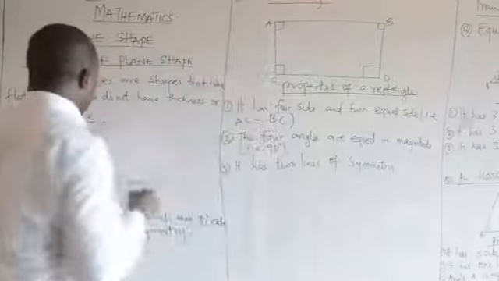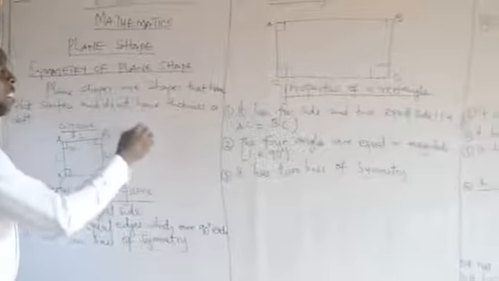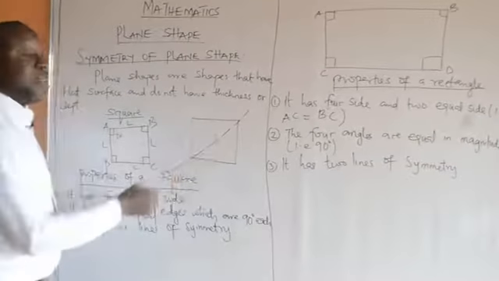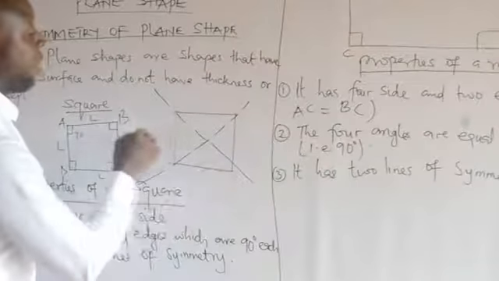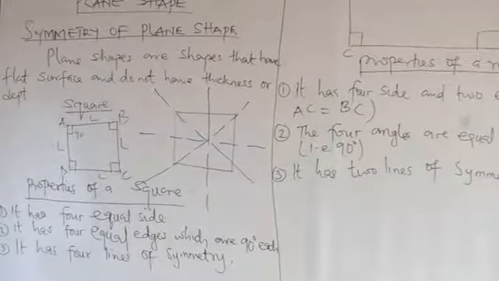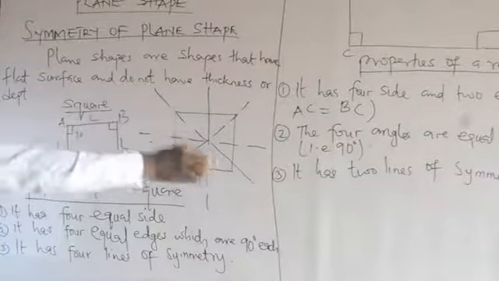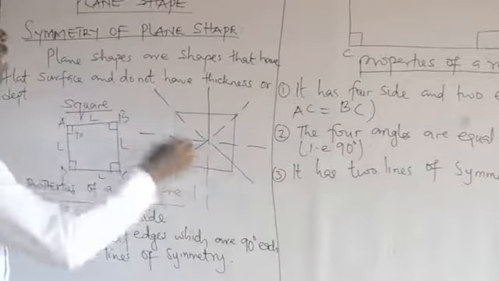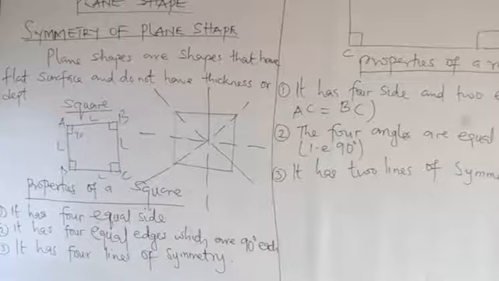How can you get the four lines of symmetry? This is the diagram of a square. This is the first line of symmetry, the second line of symmetry, the third line of symmetry, and the fourth line of symmetry. You can see the lines of symmetry on the board. So a square has four lines of symmetry.